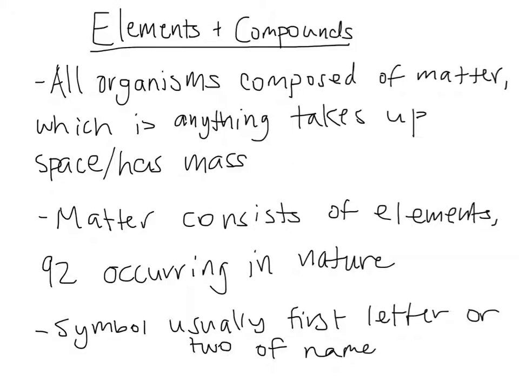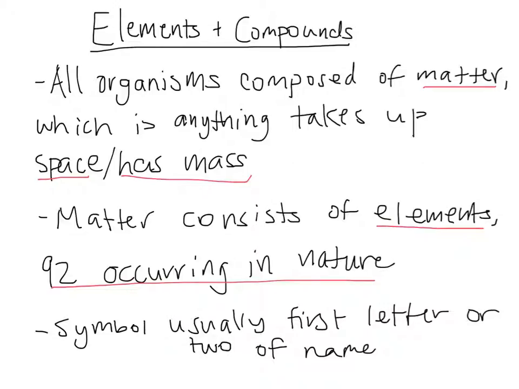It is a known fact that all organisms are composed of basic matter. Matter is essentially defined as anything that takes up space and has mass. And matter consists of elements, which are the most basic type of substances and cannot be broken down into any other constituent substances. There are 92 naturally occurring elements.